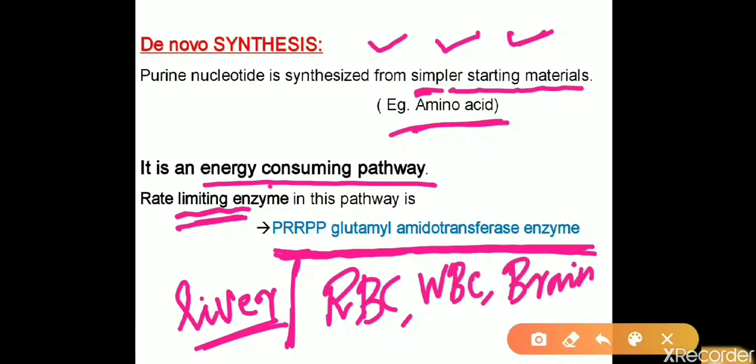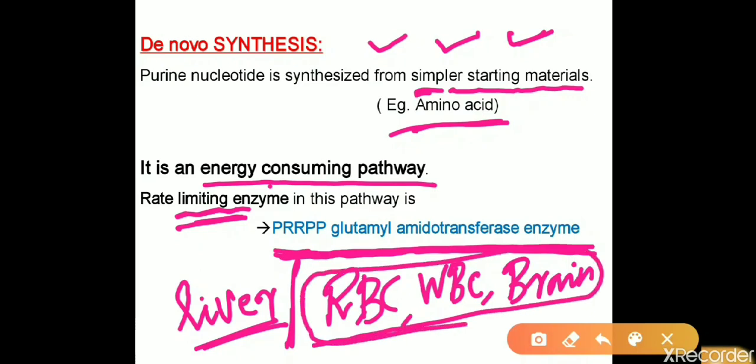The exceptions are RBC, WBC, and the brain. De novo biosynthesis does not take place in these three tissues because they do not have the PRPP glutamyl amidotransferase enzyme, the major regulatory enzyme of de novo biosynthesis.